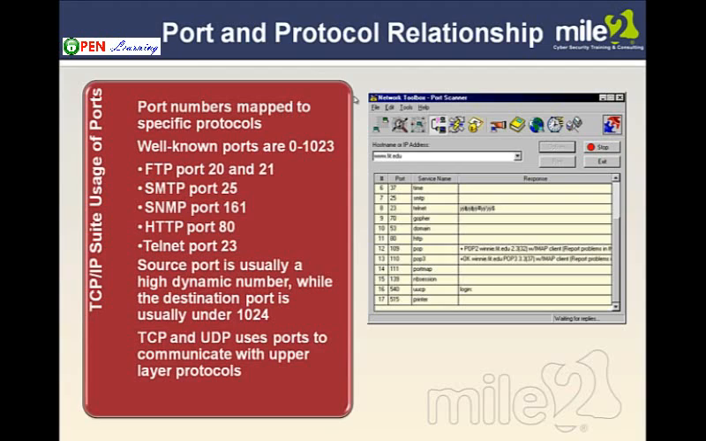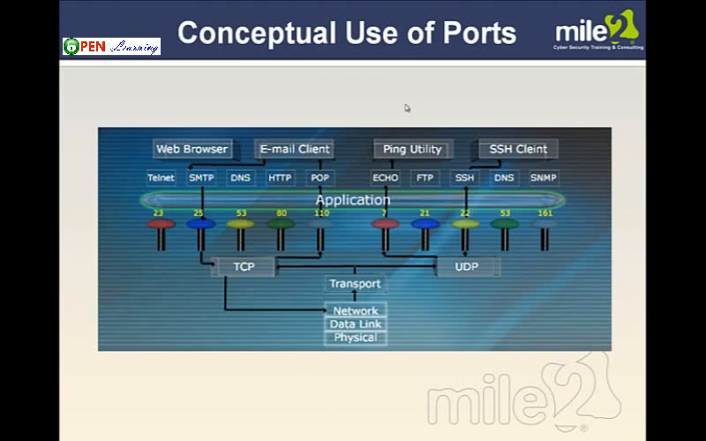And where it's coming from, the source port, is usually a high dynamic number, while the destination would generally be one of these well-known port numbers under 1024, like FTP or HTTP or something like that. So TCP and UDP use ports to communicate with upper layer protocols. That's a pretty nice picture. It shows you the things we would do, like the web browsing with Internet Explorer, using an email client, ping activities, secure shell, which is like a replacement to Telnet but more secured.